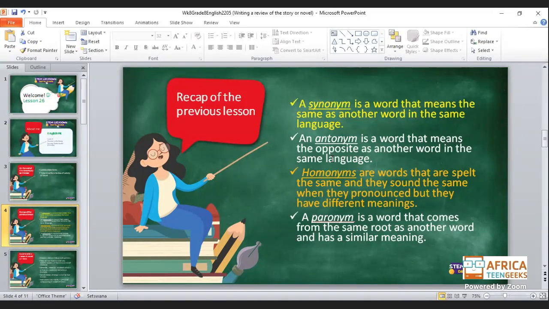And then we also did paronyms. We said a paronym is a word that comes from the same root word as another word and has a similar meaning. So that is what we learned yesterday. If you have a question based on what we did yesterday, I will just take this moment to be quiet and wait for any question you might have before we get on with today's lesson.